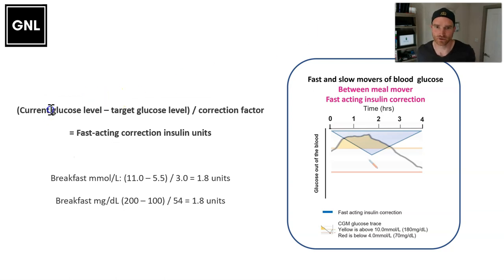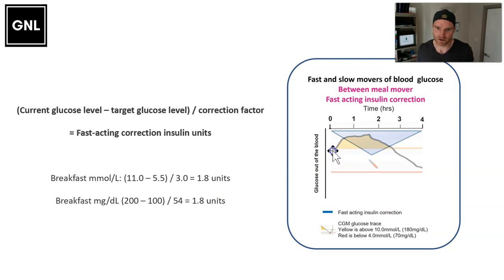So you can see here, current glucose level minus target glucose level, divided by correction factor. So let's take breakfast. The glucose level is 11. We want to get to 5.5, and then you divide it by 3, comes to 1.8 units. Or if milligrams per decilitre, 200 minus 100 where we want to be, divide by 54 gives the same 1.8 units. So this is an example.